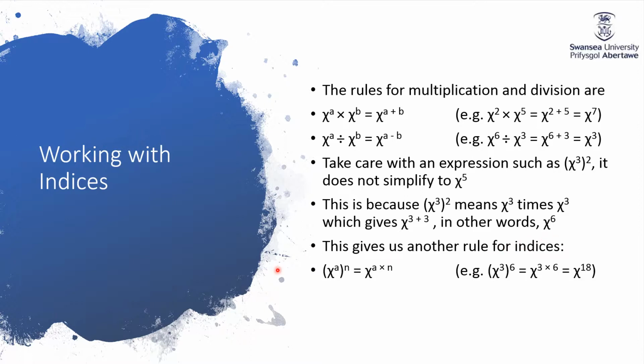So this gives us another rule for indices to add to these two that I've carried on from the previous slide. So here we have x to the power of a all to the power of n is the same as writing x to the power of a times n. So here's an example. X to the power of 3 all to the power of 6 is the same as writing x to the power of 3 by 6. And 3 by 6 is 18, so it's the same as writing x to the power of 18.